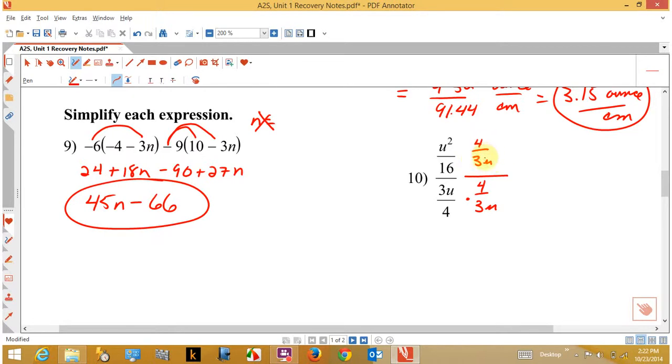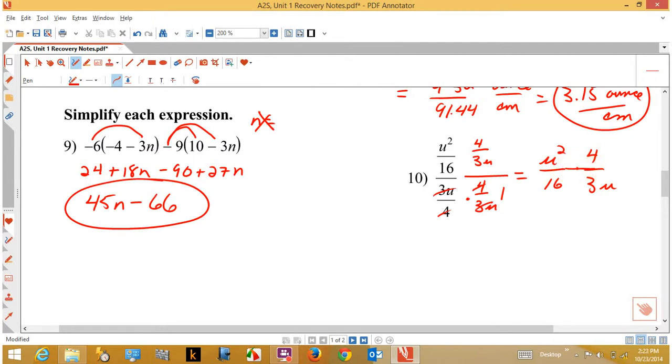because 4 over 3u divided by 4 over 3u is 1. So I'm not changing the value of anything. Now look what's going to happen. And that's just going to become a denominator of 1. So basically what this is going to leave me with is u squared all over 16 times 4 all over 3u. So now this is just a multiplication problem, and so all the numerators are going to combine, all the denominators are going to combine, so you can kind of think of it as being like this now.